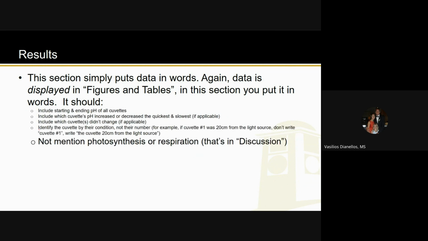And here's the big one too, and people mess this up a lot. You don't use the word photosynthesis or respiration, not even once in the results section. This is straight up the results. This is just saying this is what the pH did, right? This is how the pH changed. Later in the next section, then you're going to explain what that means. Like, what does it mean that the pH went from this to this? Oh, that means photosynthesis happened. What does it mean that the pH went from this to this? Oh, that means respiration happened, right? Whatever the case is, that's going to be the next section.